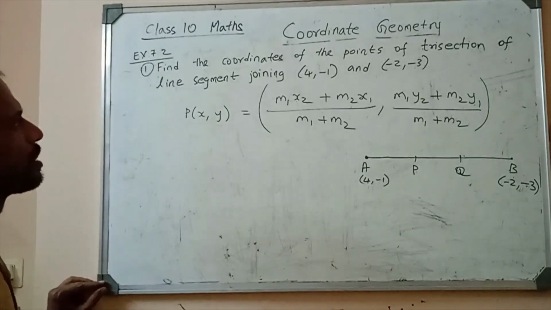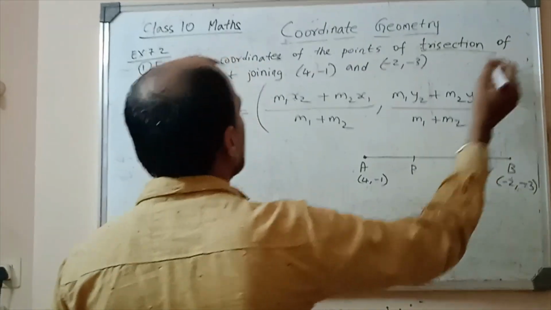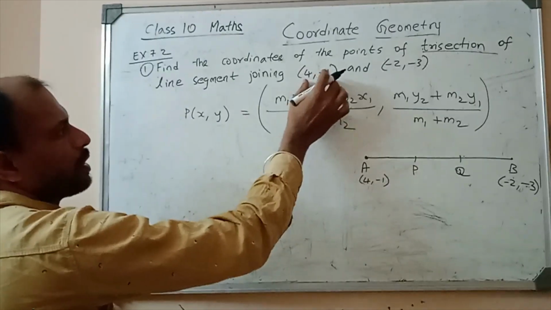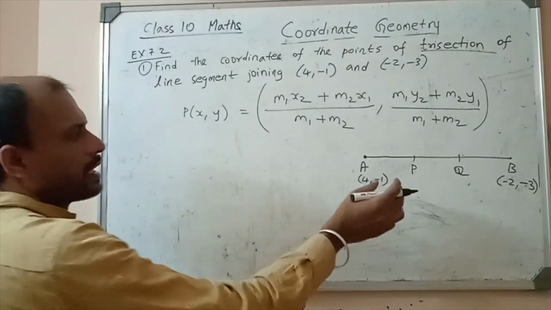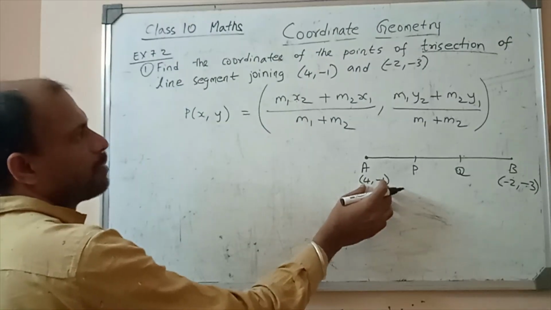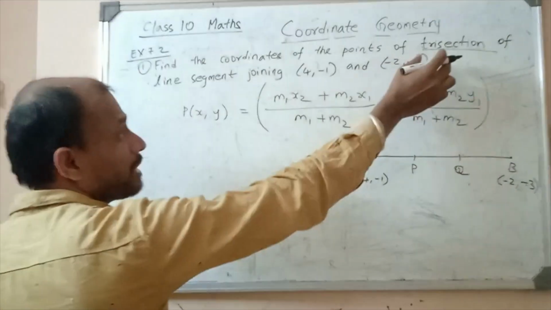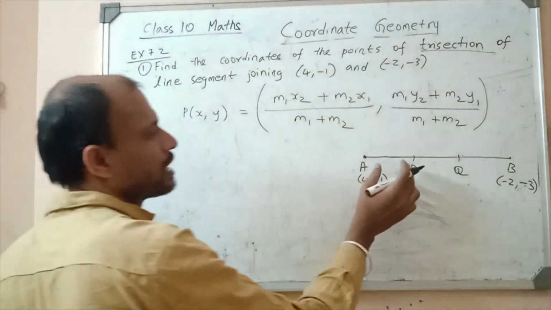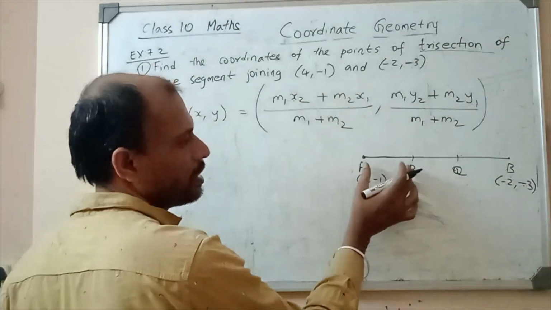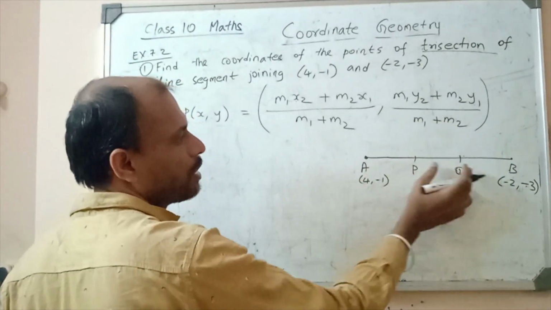So this is the next question: find the coordinates of the points of trisection of the line segment joining (4, minus 1) and (minus 2, minus 3). See this diagram: first point (4, minus 1), second point (minus 2, minus 3). It has to be divided; it is given as trisection. Trisection means it is divided equally into 3 parts, first, second, third. Like this, 3 equal parts.